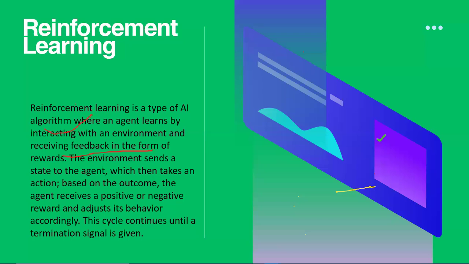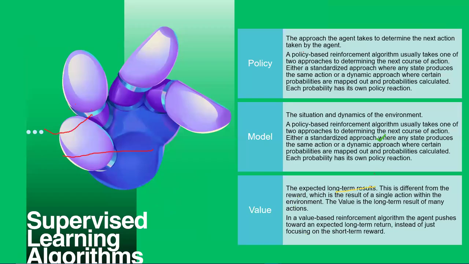Now, under reinforcement learning, we have a policy, we have a model, and we have the value, right? So the policy defines the approach the agent takes to determine the next action taken by the agent.